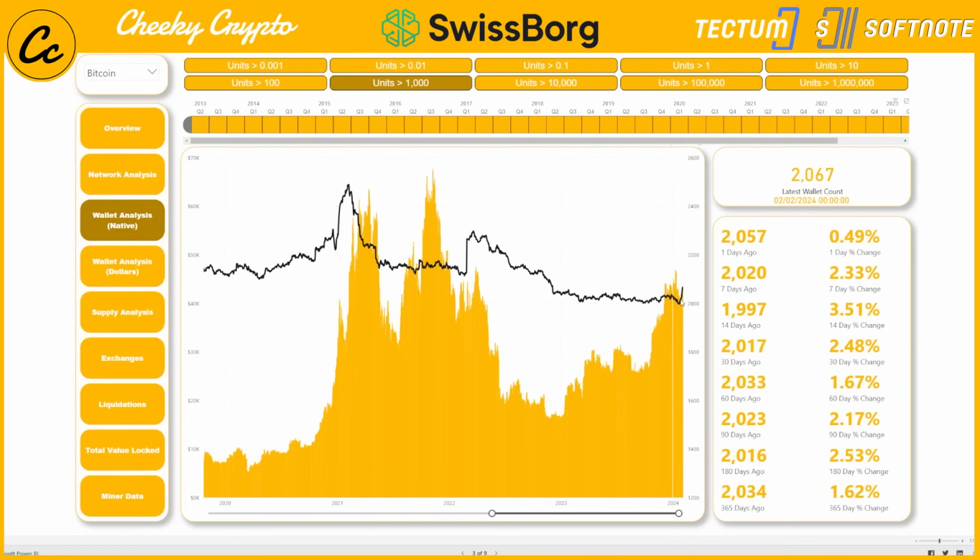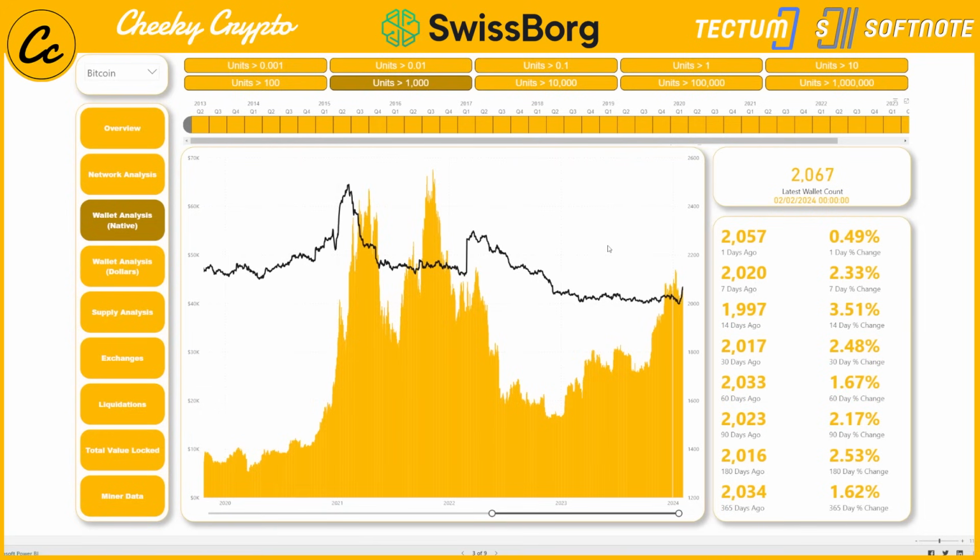So we want to be mindful that although this is potentially the start of something very good, we do need to see sustained selling pressure from the smaller side, such as 1 Bitcoiners, 10 Bitcoiners, in order for the larger investors like 1,000 Bitcoin or more whales to accumulate, because they can't just buy Bitcoin out of thin air, right? They have to be buying it from somewhere.